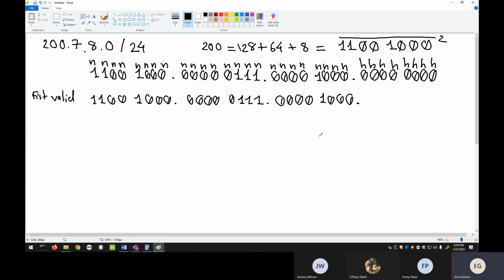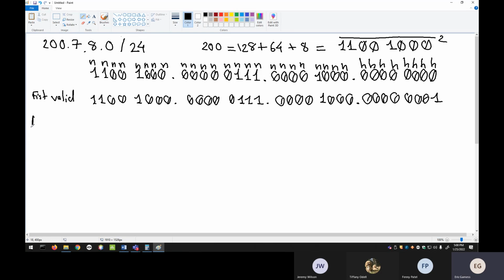So where can I change it? In the fourth byte, because we have host bits. So to get the first valid IP address, how do I fill the host bit? All in 0 except the last bit. So I have 7 bits, all of them in 0, except the last bit. So this will be 200.7.8.1. This is the first valid IP address.